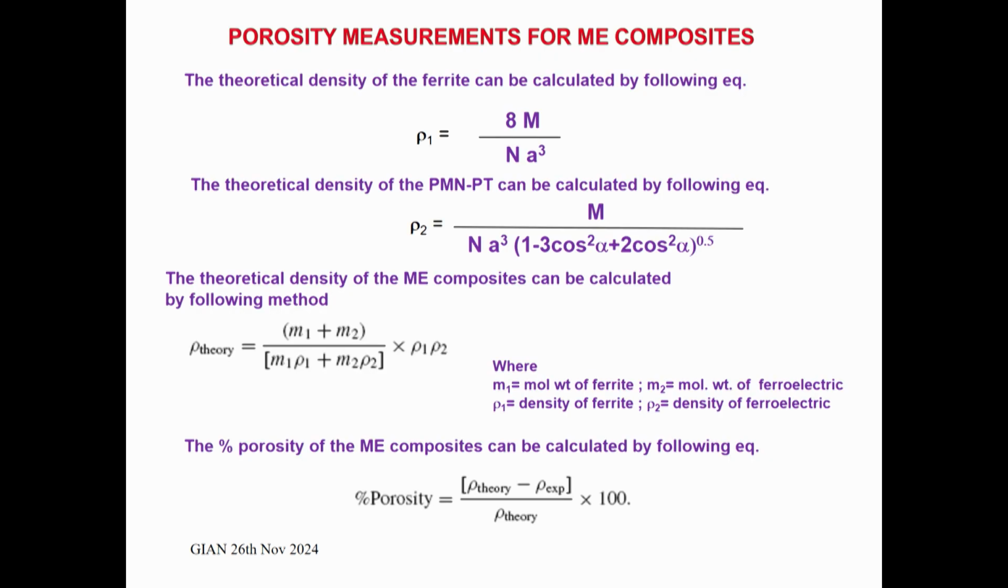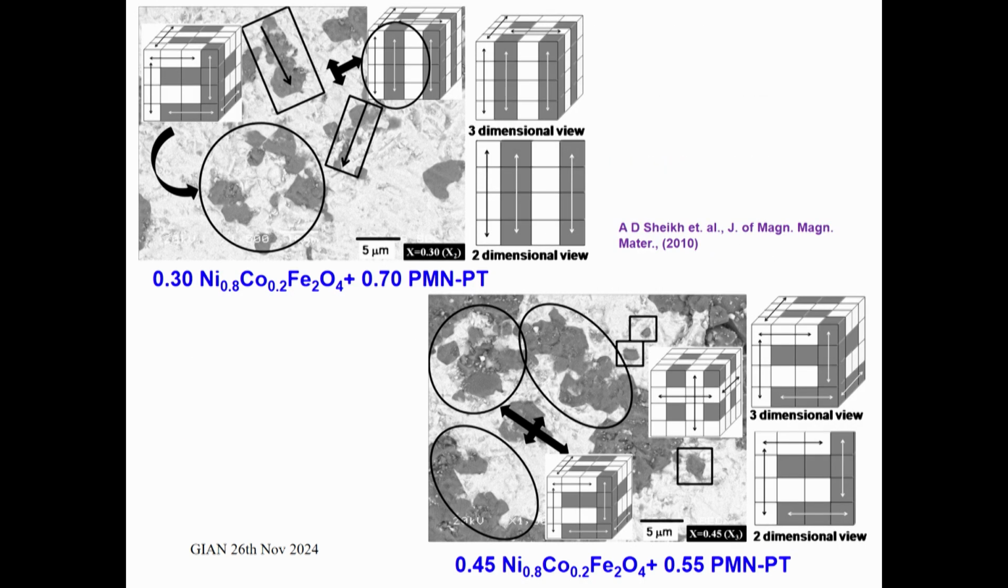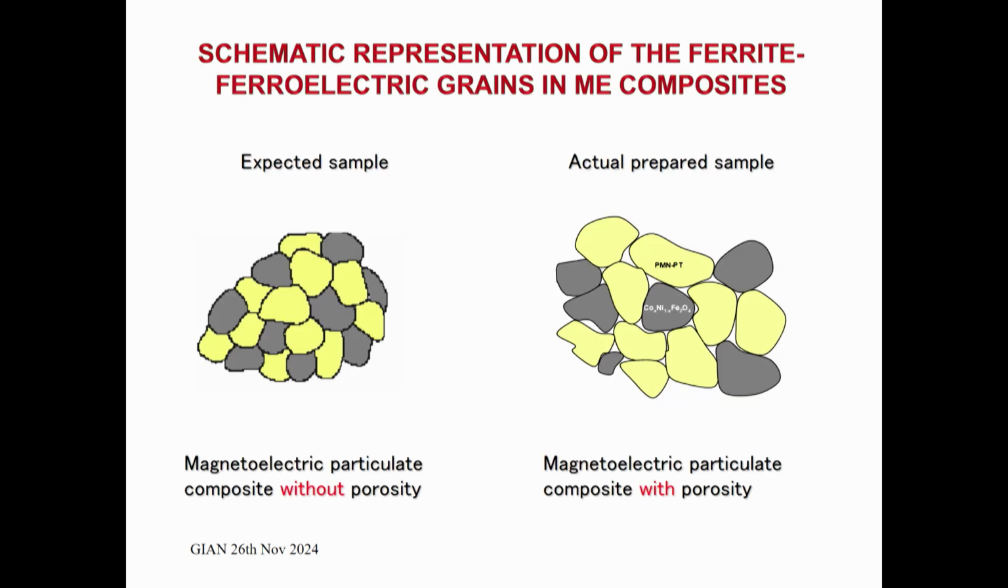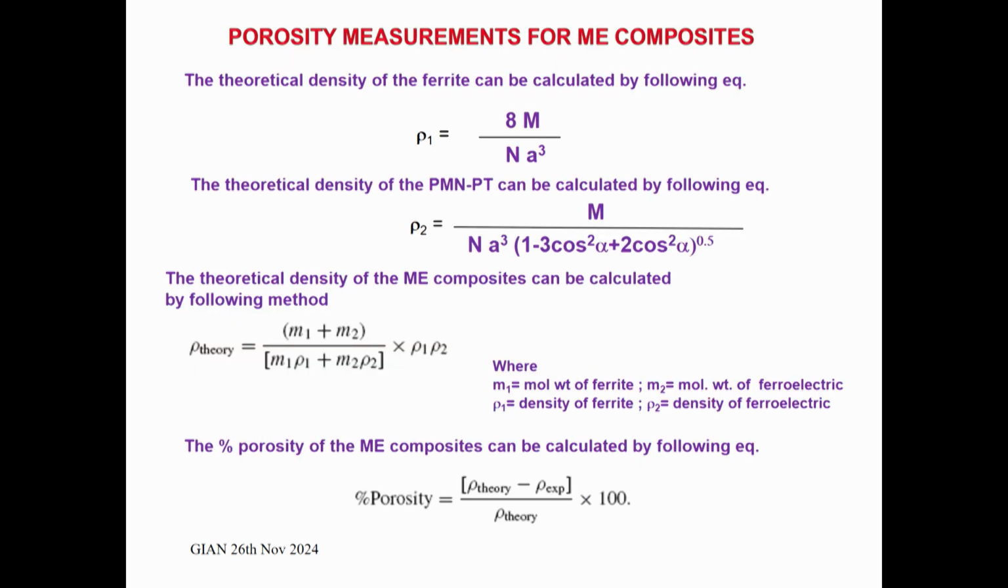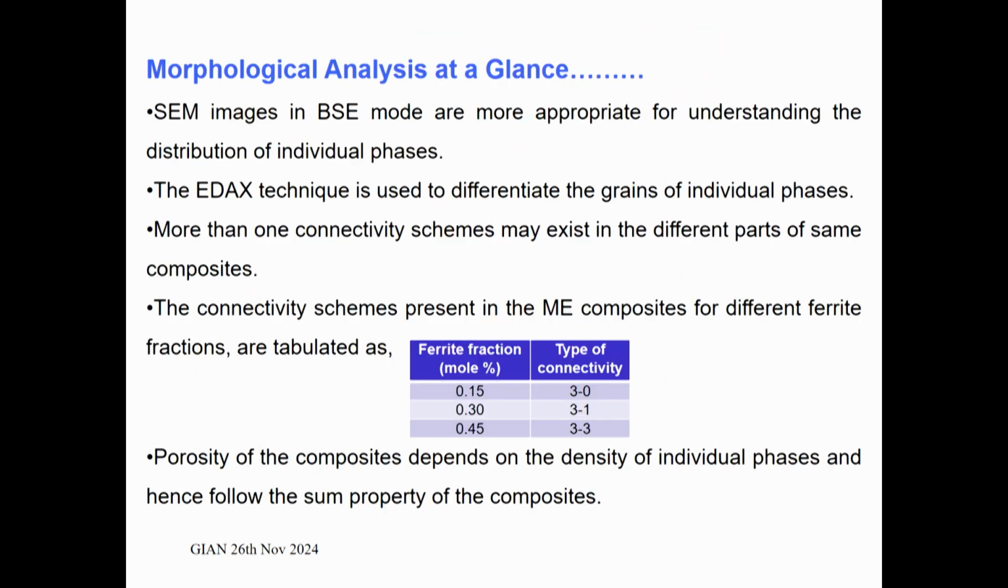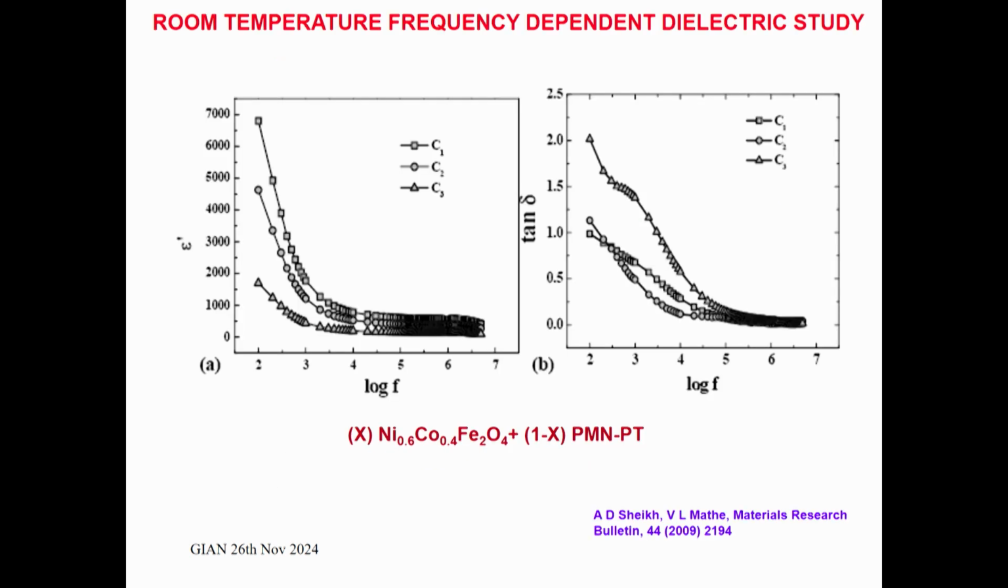Now, density is another parameter. We expect these kinds of composites to be totally packed, but actually we get some pores inside, and that is going to affect the performance. So, again we did the density analysis. This is the density variation. As far as the connectivity is concerned, you get different kinds of connectivity, 3-0, 3-1 and 3-3 type of connectivity.